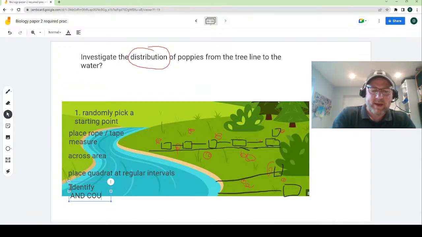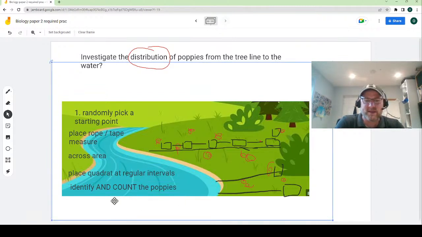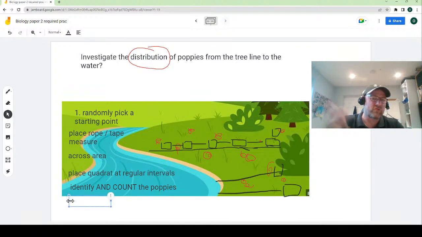Identify and count the poppies. Now, I've made up the names daisies and poppies. It could be anything. So identify and count the poppies. And then we can say, draw a graph of results.